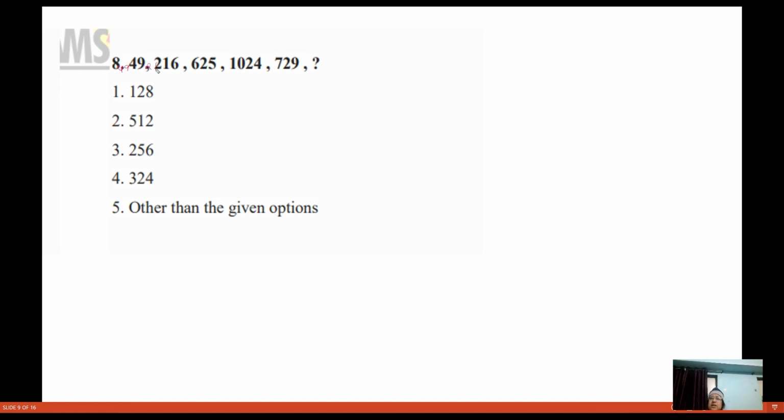So this is very simple. 49, 216, 625, 1024, 729. This is very much visible. This is 7 square. This is 6 cube. This is 5 to the power 4. This is 4 to the power 5. This is 3 to the power 6. You can check it. Okay. 3 to the power 6. You can check it. Why?